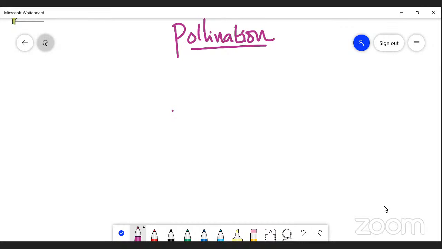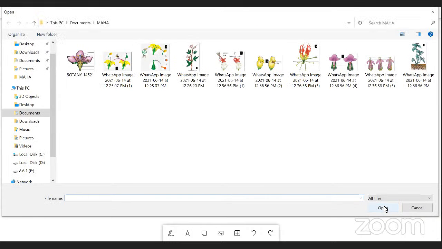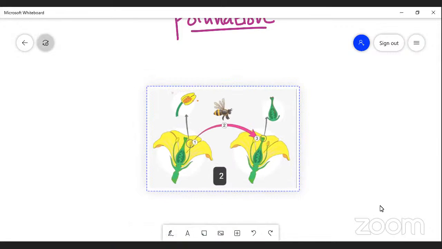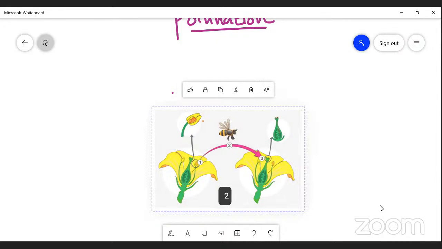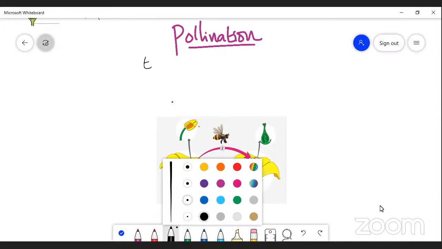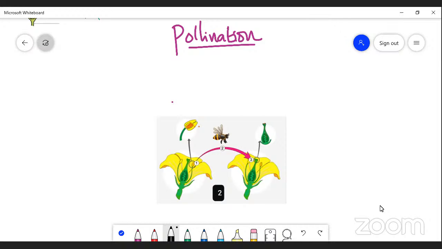But generally, pollination is broadly divided into two types. They are self-pollination and cross-pollination. Students, this is a flower where you can see the transfer of a pollen grain from anther to stigma. Transfer of pollen grain from anther to stigma.